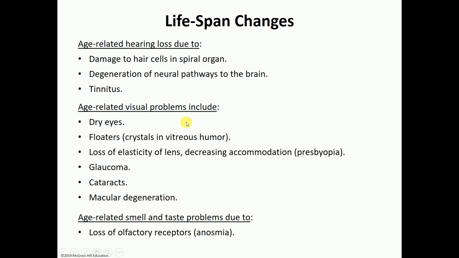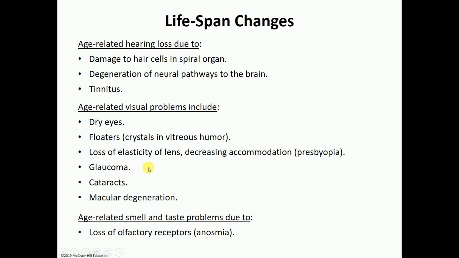There are age-related problems related to vision, for example, dry eye. So there's aging of the lacrimal apparatus where it is no longer producing enough tears. We can get floaters. And floaters are crystallizations that happen in the vitreous humor. They're called floaters because sometimes they are in the field of vision and the patient can see them. Sometimes they are not in the field of vision and they disappear. So they are literally floating within the vitreous humor. There are calcifications that happen in there, and hence the name floaters.